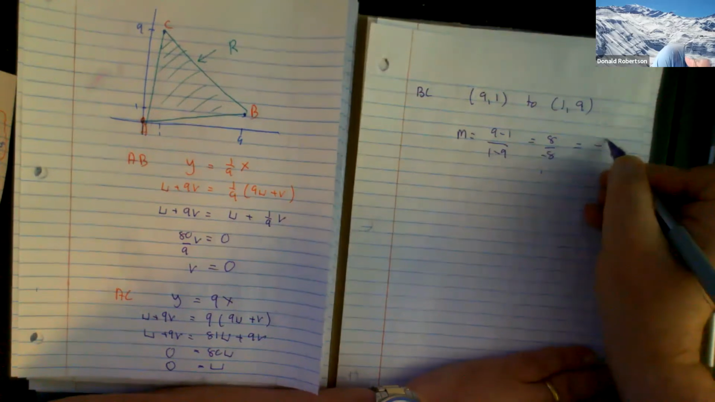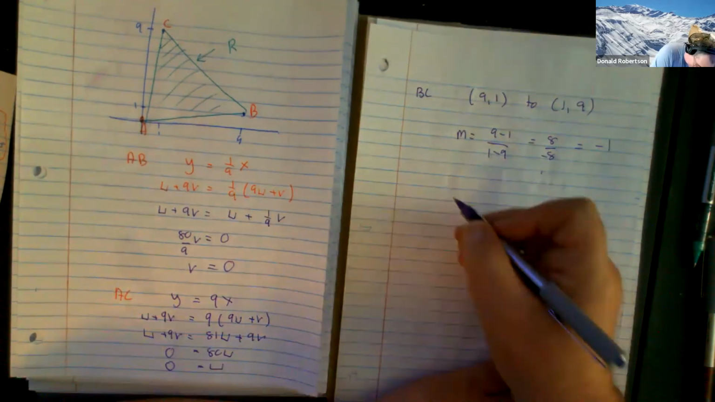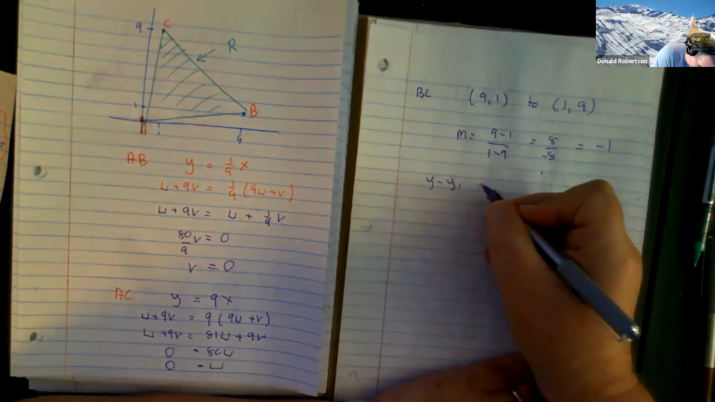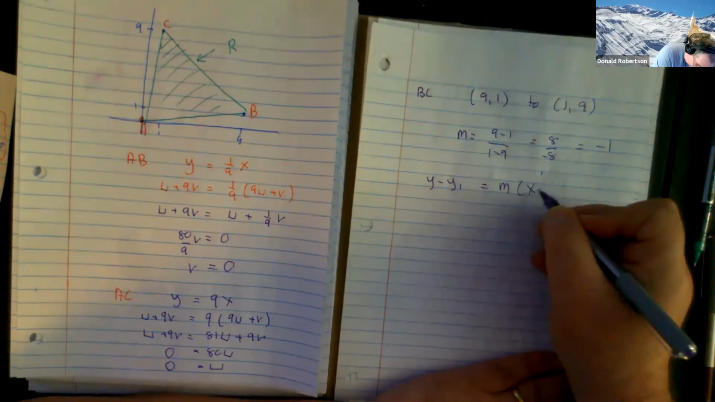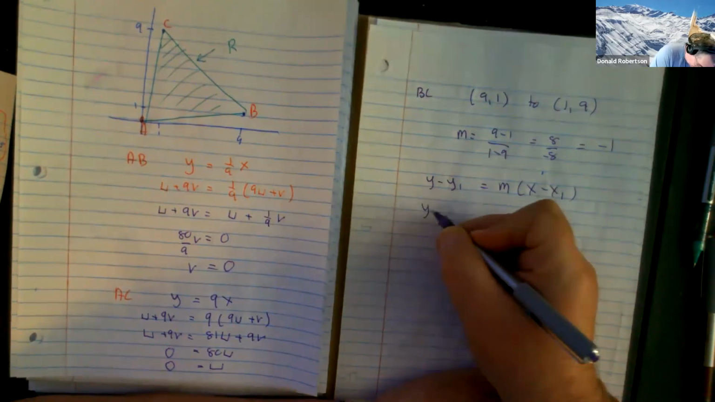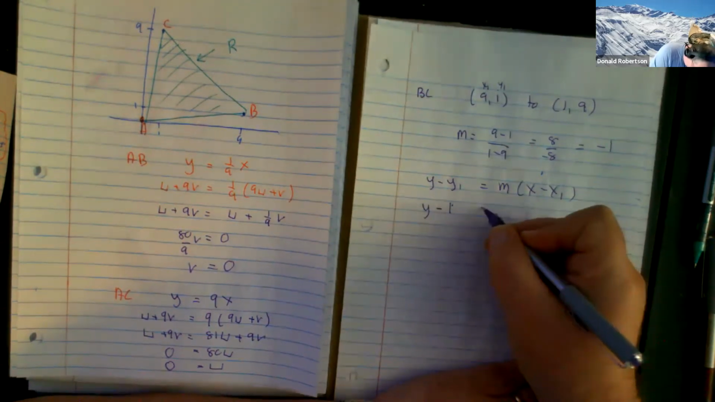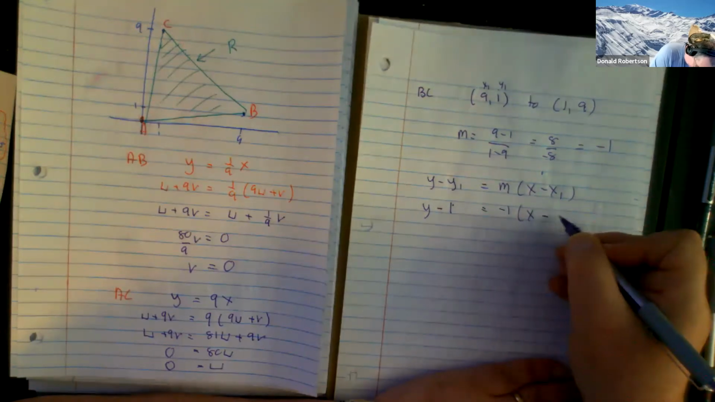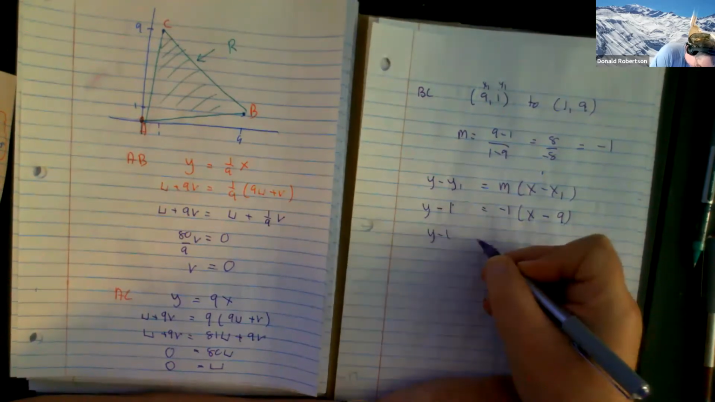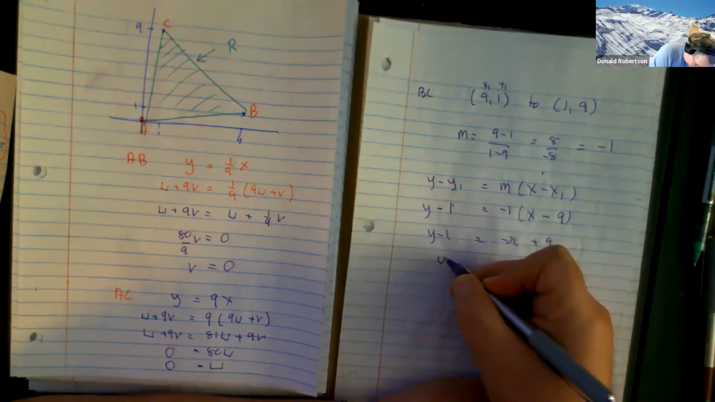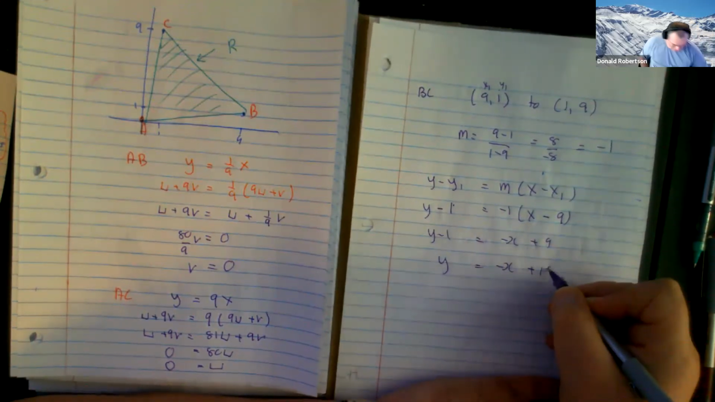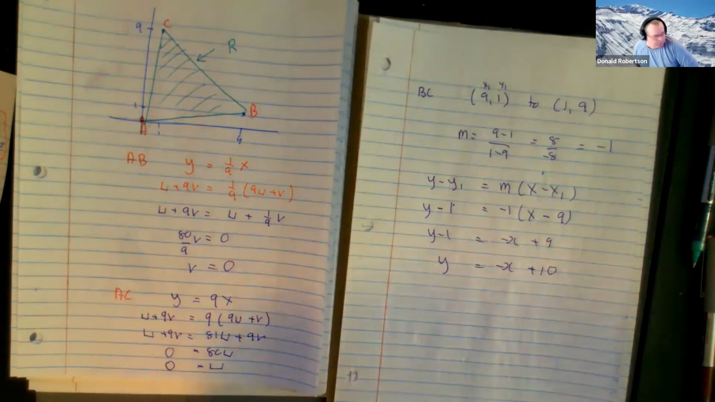And if I do y take away y1 equals m times x take away x1, I'll pick this as x1, y1. I will get y take away 1 is -1 times x take away 9. As far as you can tell, am I good? Now, that is the equation of that line using x's and y's.